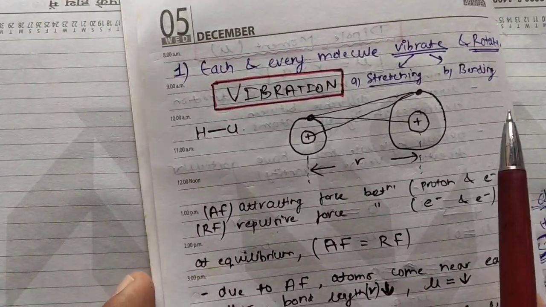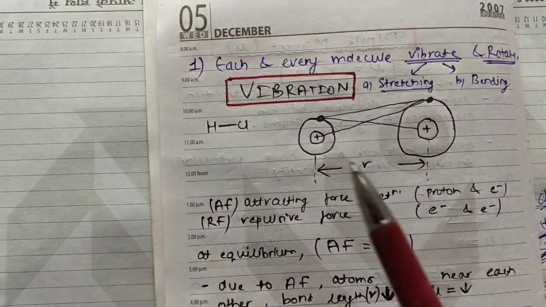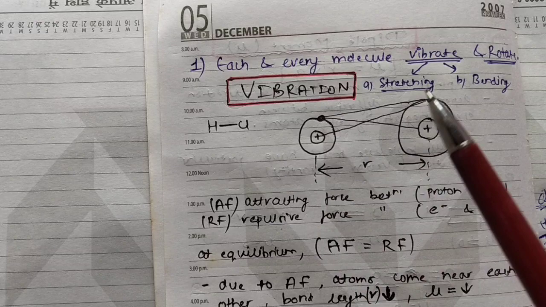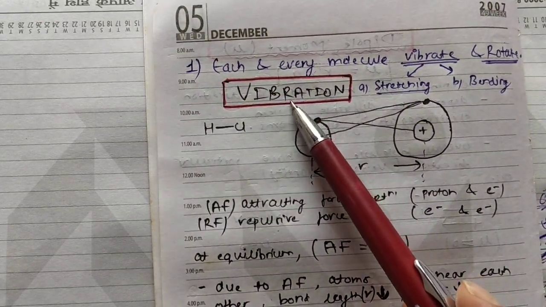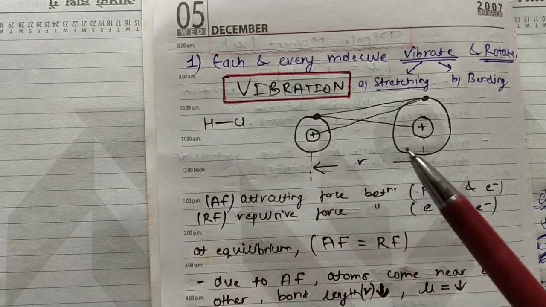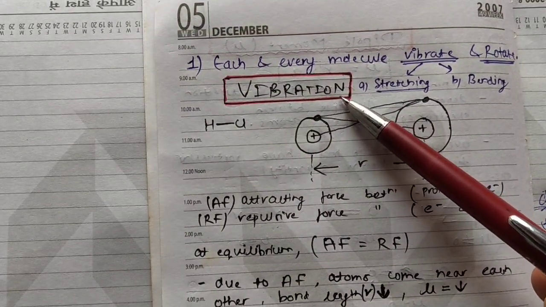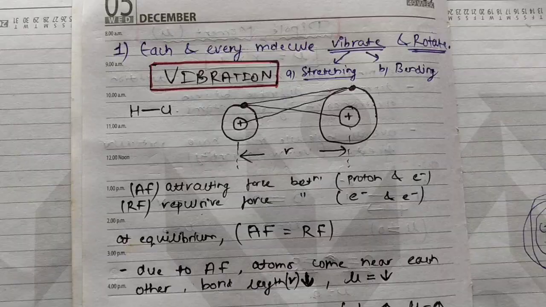So what we come to know is that each and every molecule, due to its vibration, has a dipole moment that keeps on changing.